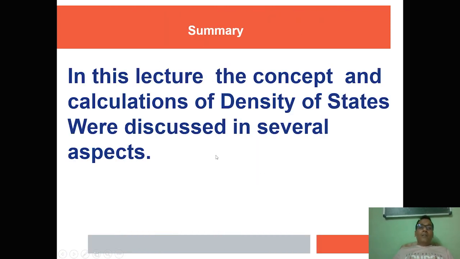So now the summary. In this lecture, the concept and calculation of density of states were discussed in several aspects. First we introduced k-space and the Fermi sphere, and then took the volume for a single electron state, and the volume of the Fermi sphere is divided by that k-space volume for a single state, and then we have included two more terms, and by differentiating that we can finally calculate the density of states. Thank you all. For the detailed calculation, please follow the green board session of this lecture.